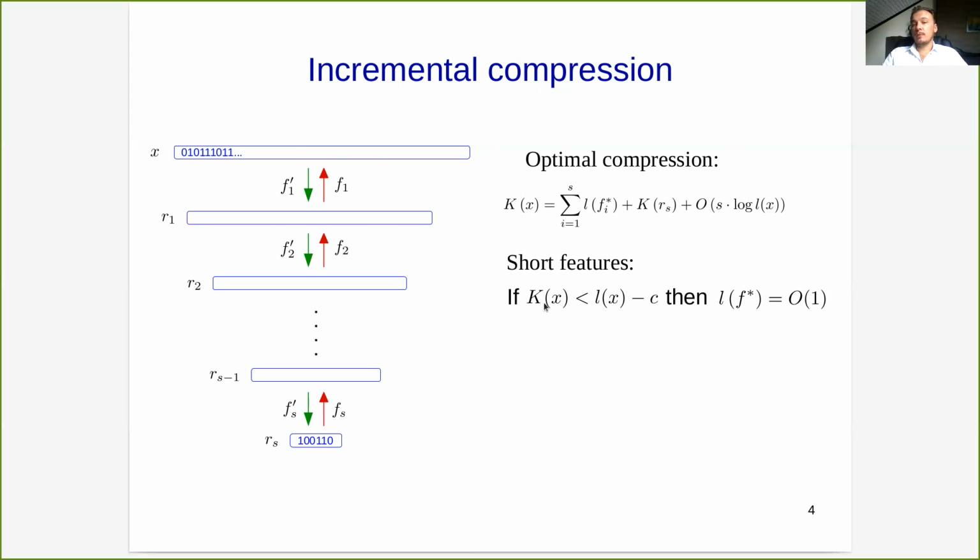Another property is that if the string is compressible by a fixed constant, then the shortest features are also bound by a constant. That lays the foundation for the hope, let's say, that we can actually find those short features by exhaustive search or by some other search.